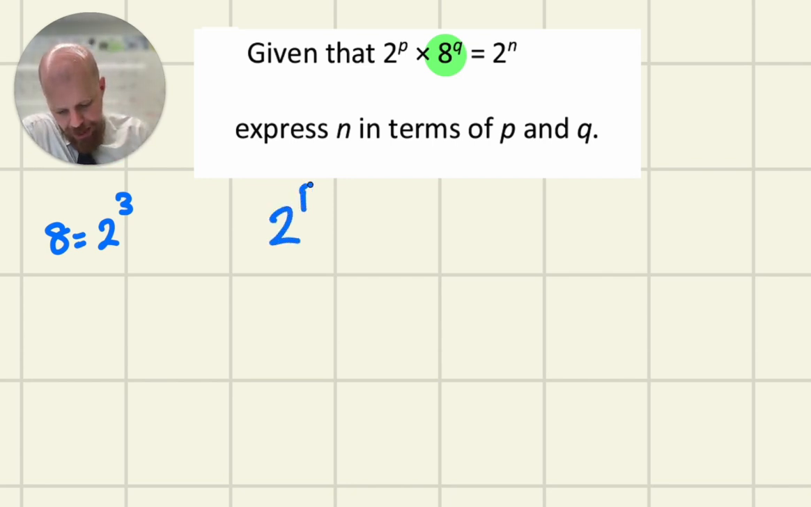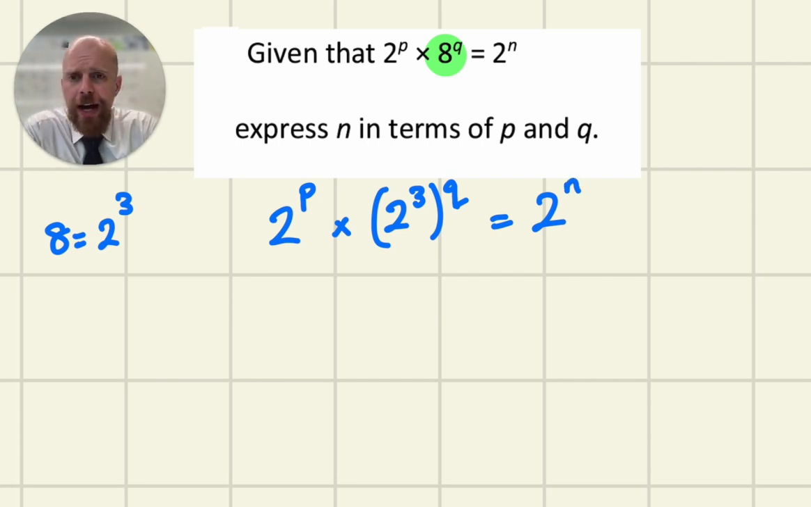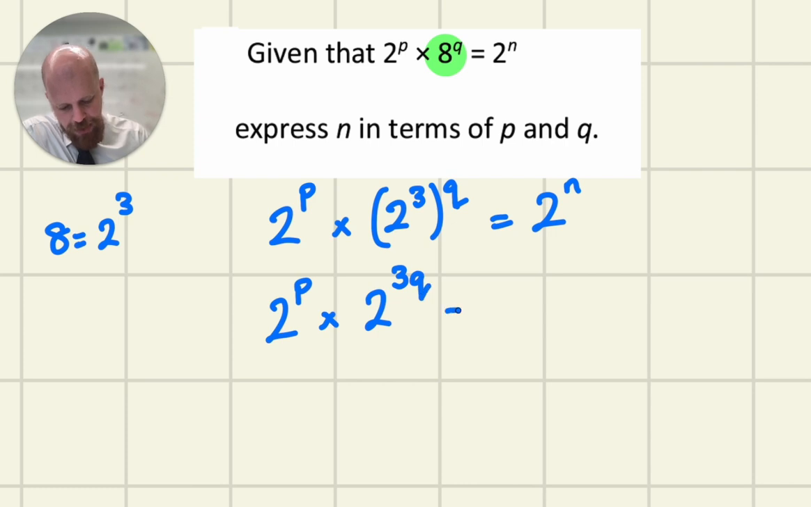So I have 2 to the power of p times 2 to the power of 3. That's just the 8, but the 8 is raised to the power q, so I'm going to raise that to the power q as well. And that will be 2 to the power n. When we have brackets, we multiply the powers. So I can write 2 to the power of p times 2 to the power of 3q equals 2 to the power n. When we're multiplying, we add.